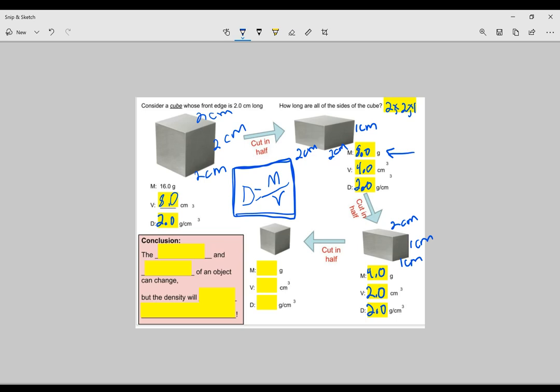It doesn't matter how many times I cut the object, it is still the same material. If this was, for example, a piece of aluminum and it was 2.0 grams per cubic centimeter and I cut it in half, it's still the same material, still aluminum, it's still 2.0.